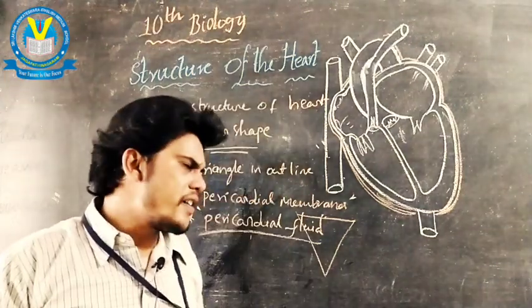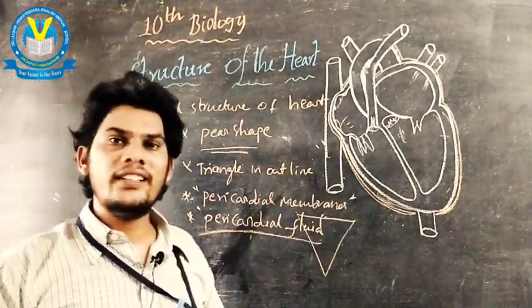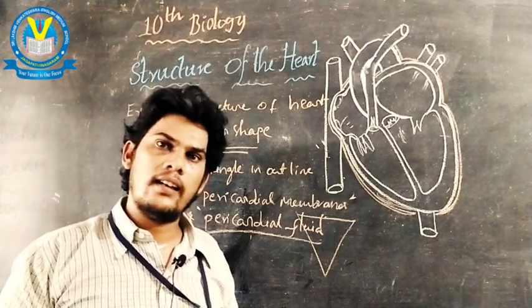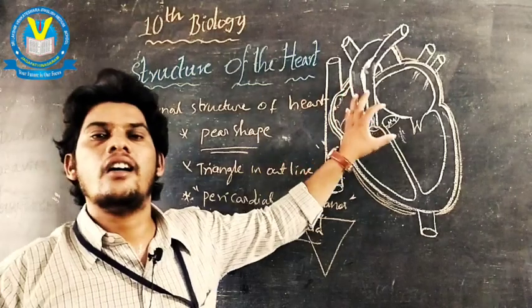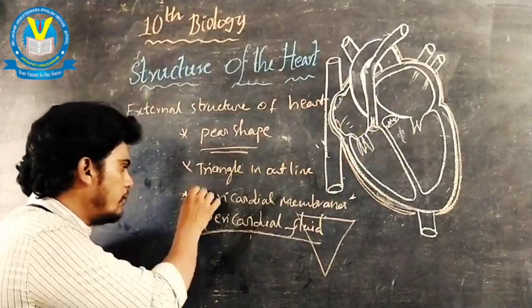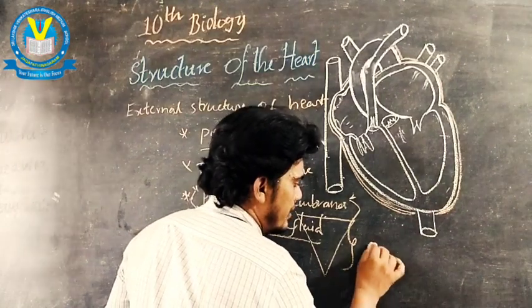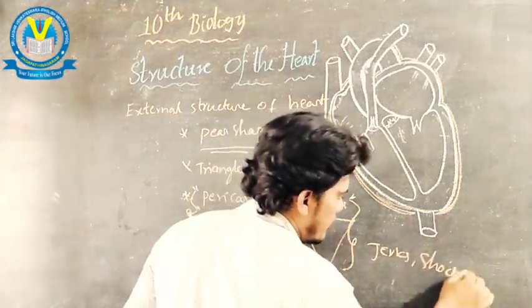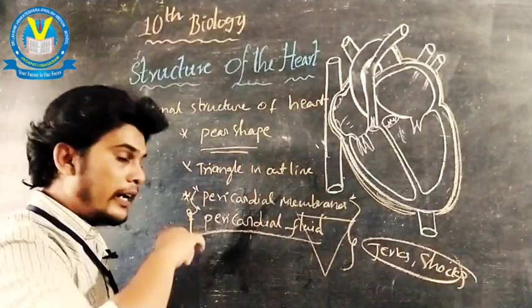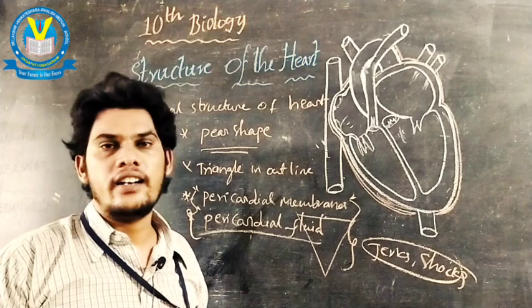What are the main functions of the pericardial membrane and pericardial fluid? Yes, absolutely, you are correct. To protect the heart. So the pericardial membrane and pericardial fluid protect the heart from jerks and shocks.